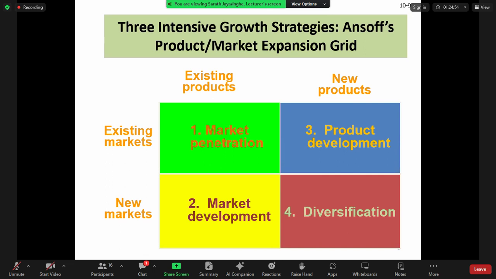Product development is a strategy that involves creating new products or improving existing products.